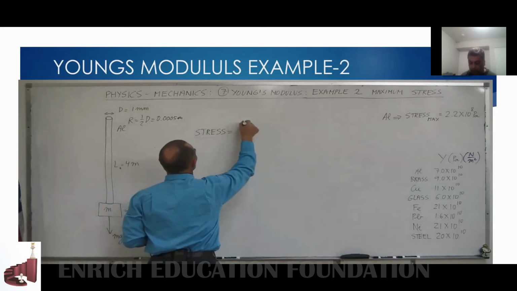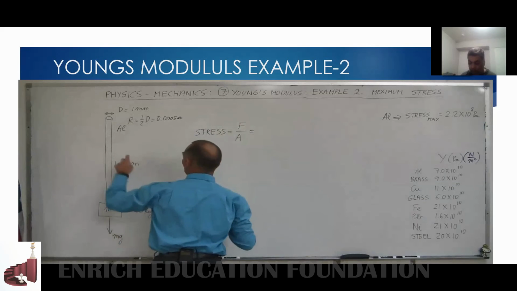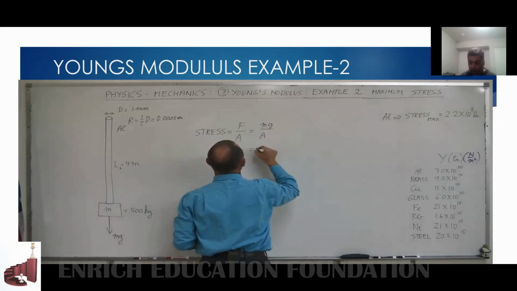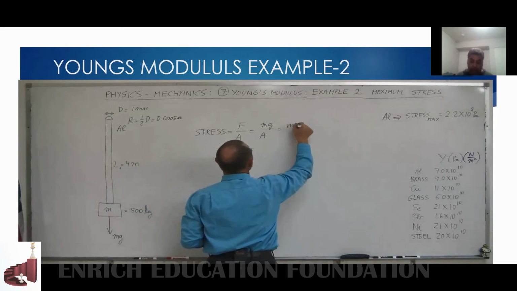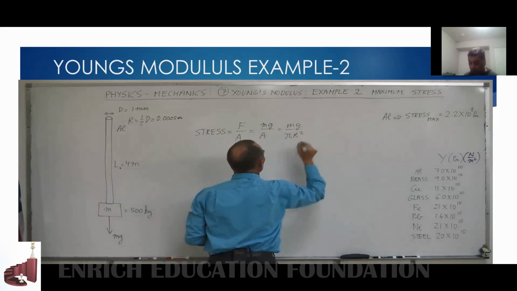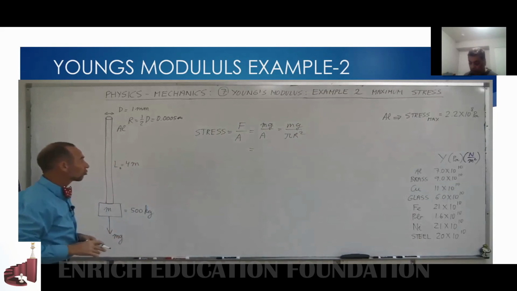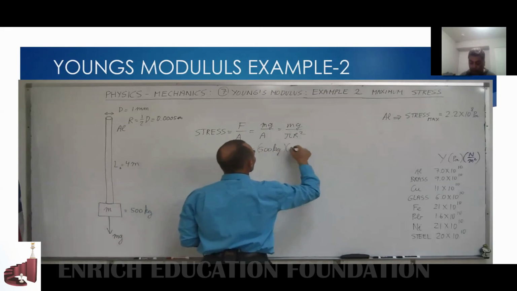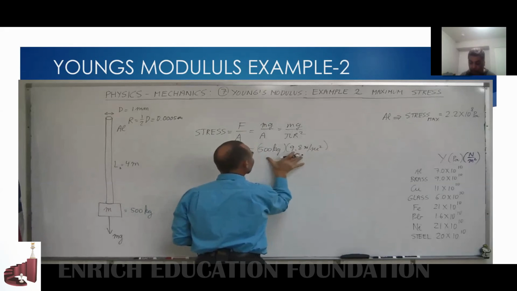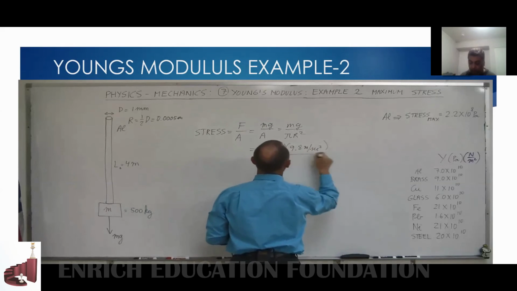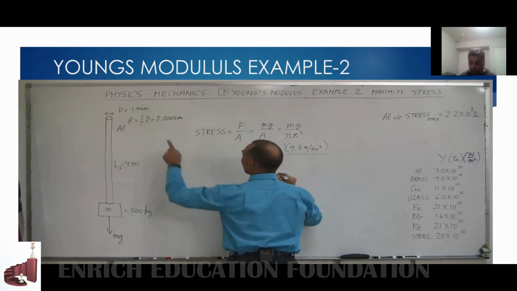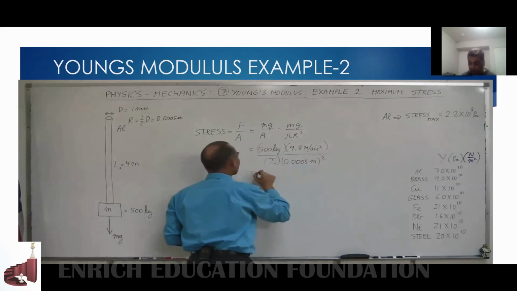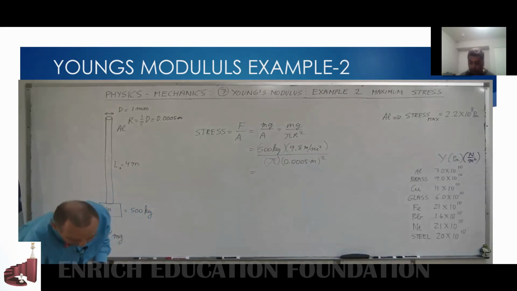So the stress is equal to the force divided by the cross-sectional area. So in this case, the force was the weight of this. That would be mg divided by the cross-sectional area. And of course, cross-sectional area would be equal to pi r squared. So mg divided by pi r squared will give us the stress caused by this mass. We have 500 kilograms times the acceleration due to gravity. So that gives us the weight, divided by pi times the radius squared, and the radius in meters, 0.0005 meters squared. And that will give us the stress caused by hanging a weight on that wire.